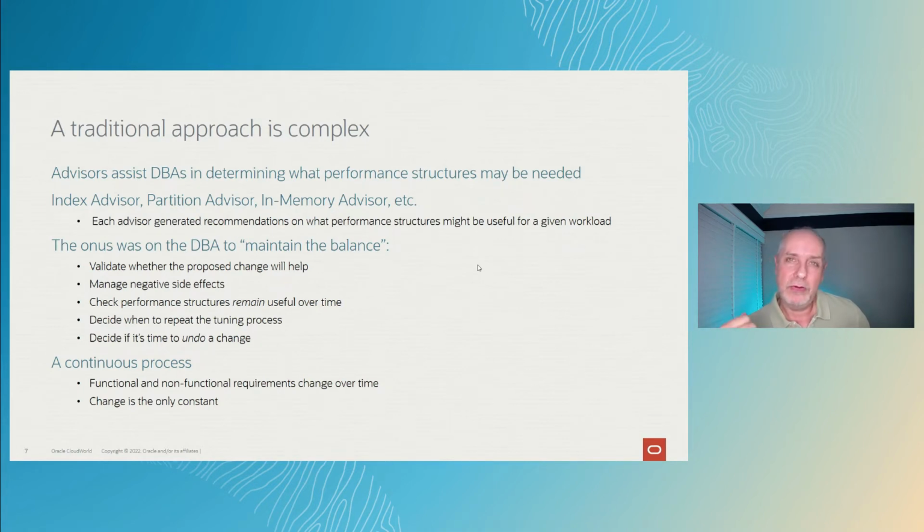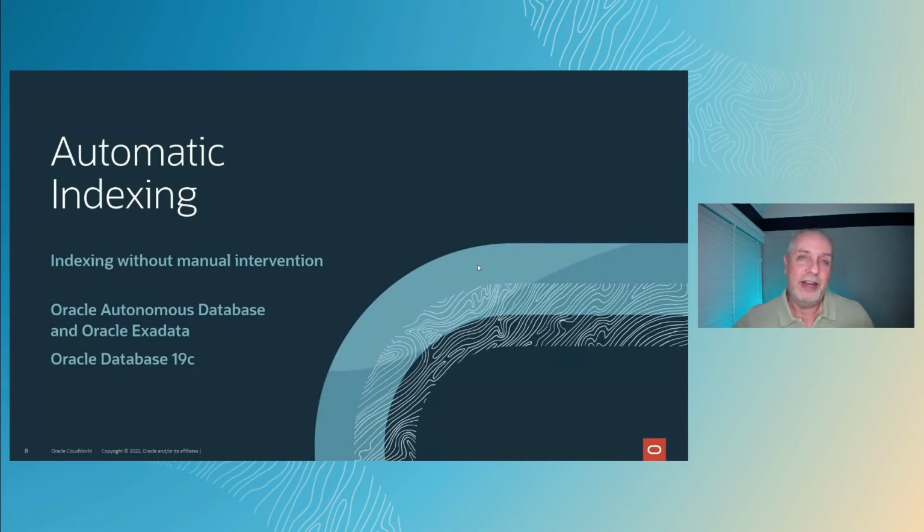And whether to repeat this process. For example, you're going to run the advisor. When do you do it again? Do you do it once a year or every 6 months? Those kinds of decisions have to be factored in. And as I said, it tends to be a continuous process because things change in the database. Change is the only constant, as they say. That's, I think, the key thing you're always having to deal with. So let's take a look now at automatic indexing.